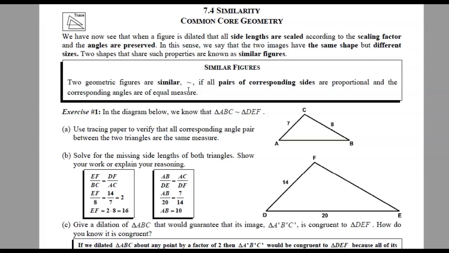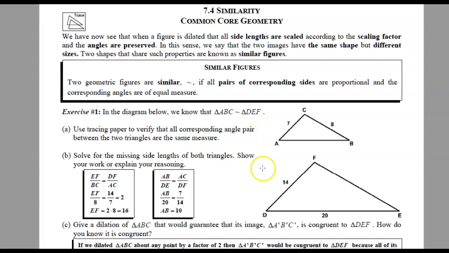So in the diagram below, we know that these two triangles are similar. You can use tracing paper to verify that everything is correct with our angles. So you just trace triangle ABC and slide it down just to confirm that angle A is in fact the same as D, and C is the same as F, and B is the same as E. Similarity rules work the same way as congruence rules in the naming, in that whatever's first should match whatever's first, second should match second, third should match third. So that order does matter with similarity too.